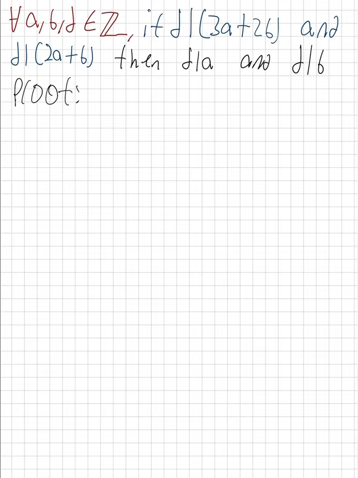For all integers a, b, and d, if d divides 3a plus 2b, and d divides 2a plus b, then d divides a and d divides b. So, by definition of divisibility, we know that 3a plus 2b equals d times some integer, I'm just going to say s, and 2a plus b equals d times some integer, I'm just going to say z, and now we have a linear system of equations.